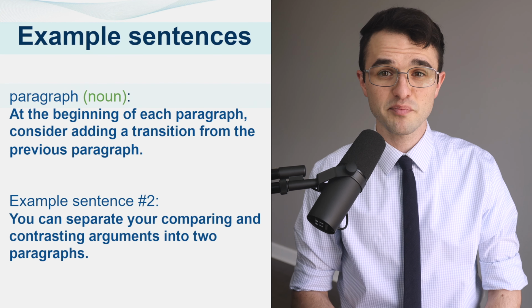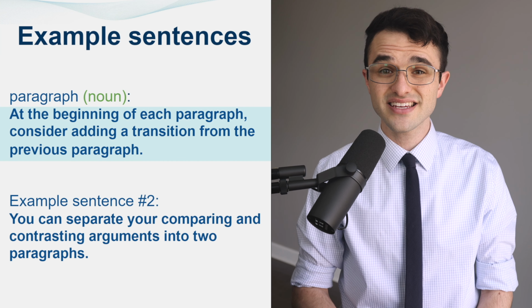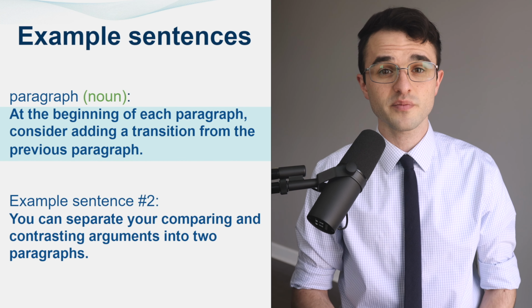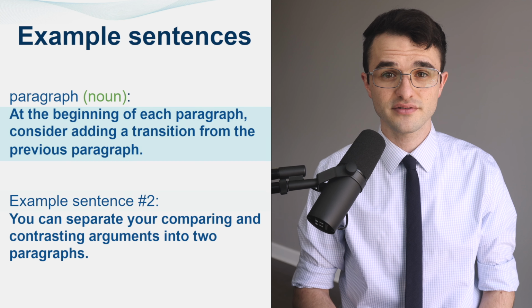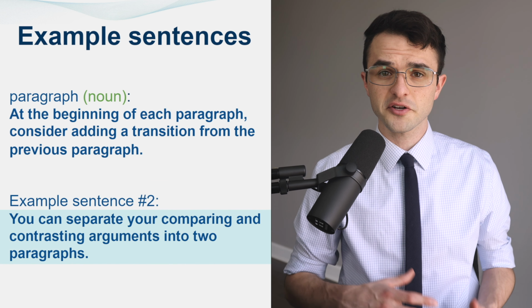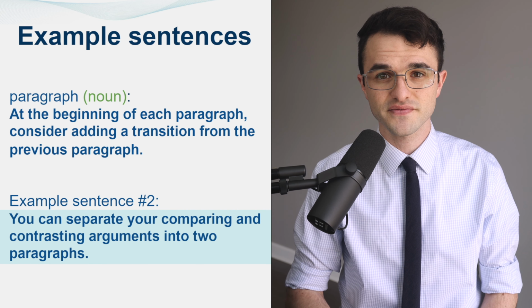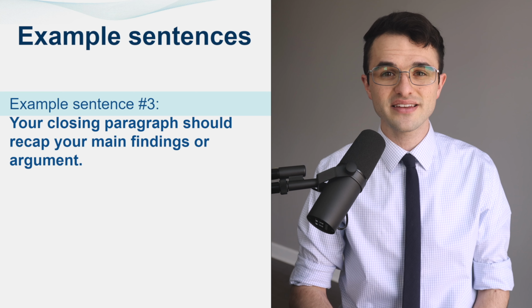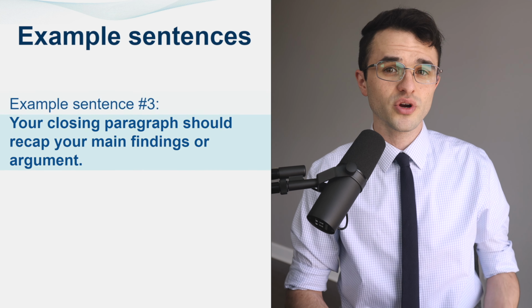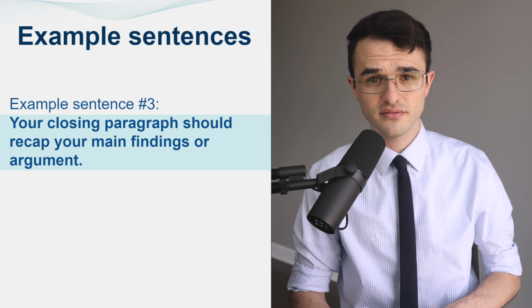Example sentences: paragraph, noun. At the beginning of each paragraph, consider adding a transition from the previous paragraph. Example sentence number 2. You can separate your comparing and contrasting arguments into 2 separate paragraphs. Example sentence number 3. Your closing paragraph should recap your main findings or argument.